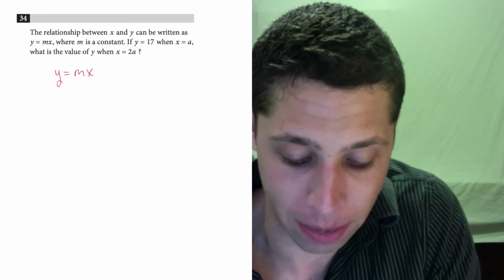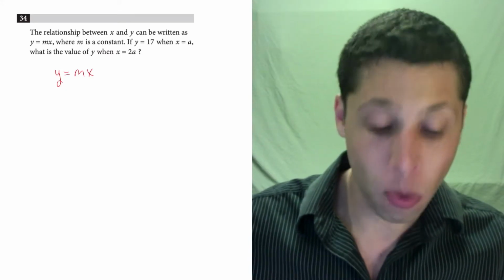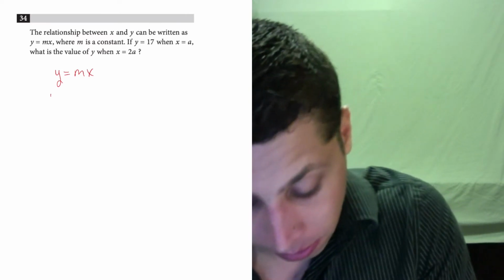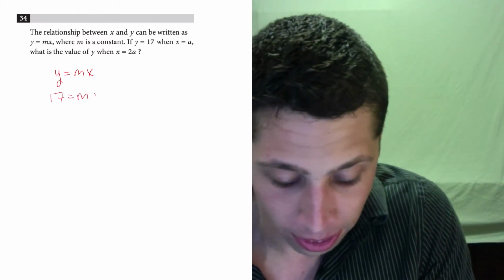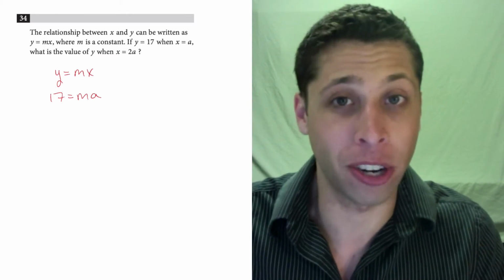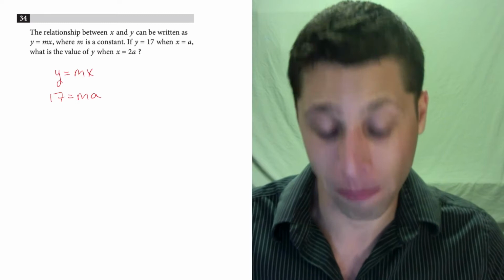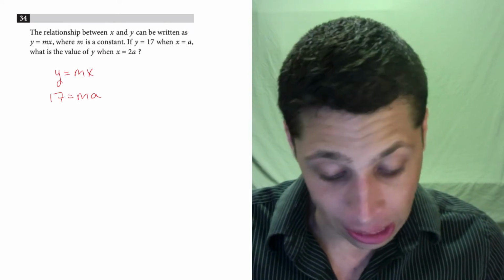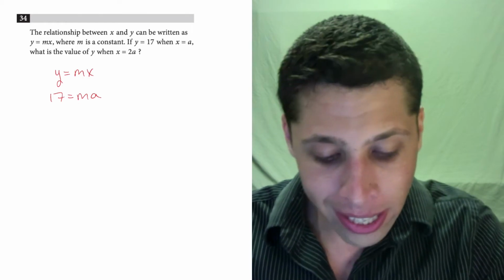Y equals mx. Great. If y is 17, when x is equal to a, okay, well, y is 17, x is equal to a, so it's just me following instructions, putting things where I'm told to put them. That's all. What is the value of y when x is equal to 2a? So there is a second piece here.